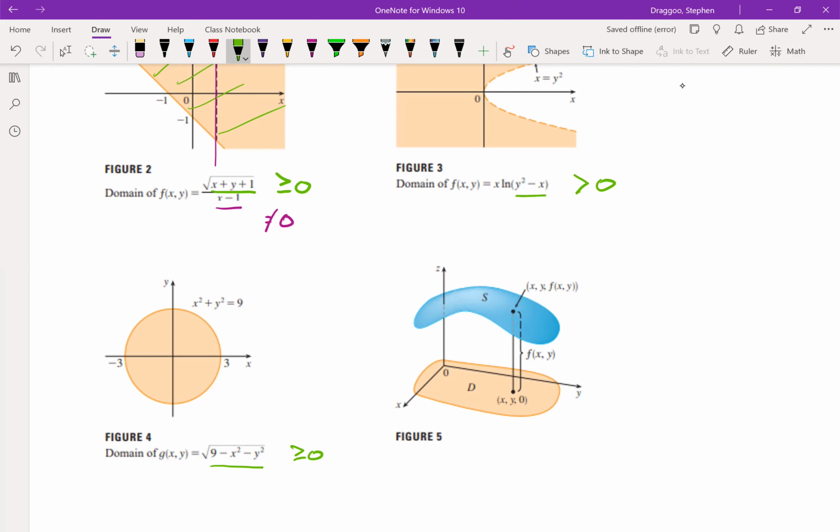And then in figure 5, just a general function and figuring out how to get its domain from the graph. If our function f gives us the surface S, so that's what our function looks like in 3 space, if we just project that surface down into the xy plane, we can get our domain D, just the projection into that xy plane.